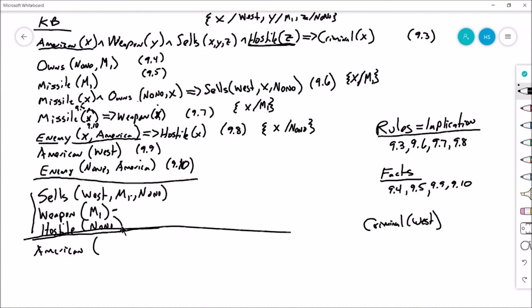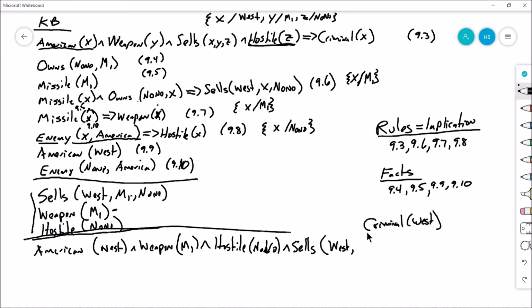American, okay, what's the substitution for X? West. And weapon, what was the substitution for Y? M1. Right. And hostile, what's the substitution for Z? No, no. And we had sells. Substitution for X was West. Substitution for Y was M1. And the substitution for Z was no, no.